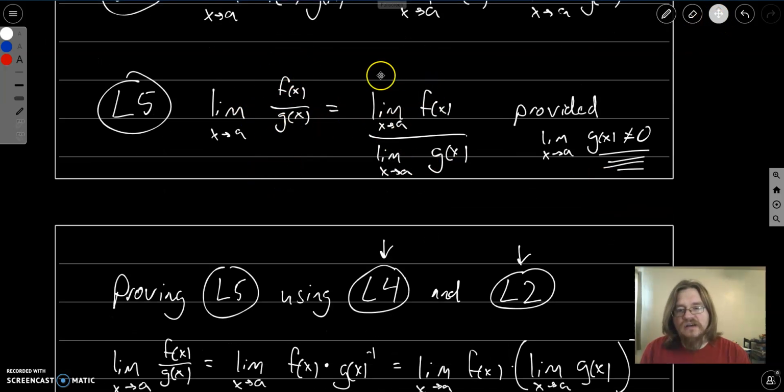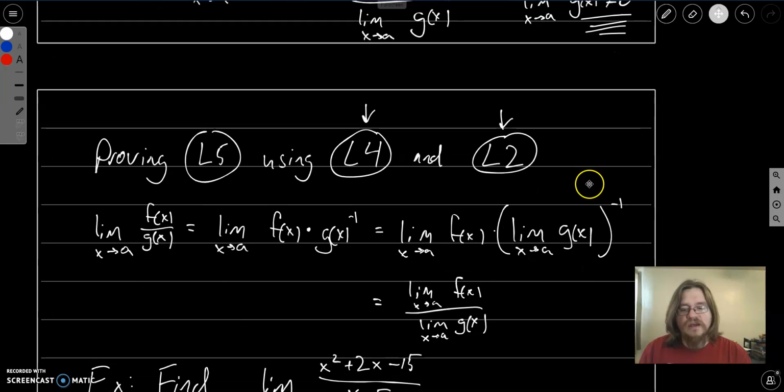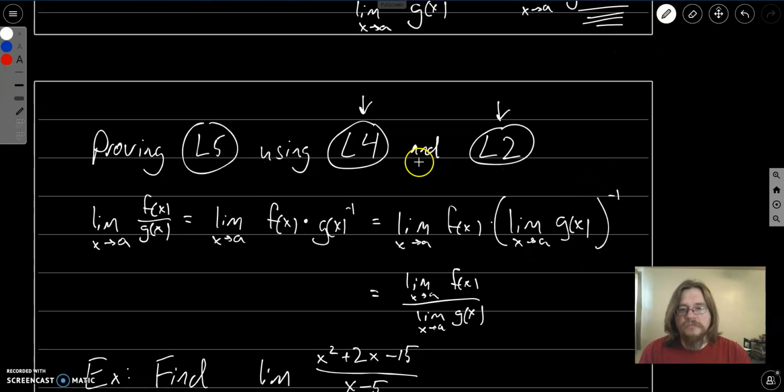functions being divided, we can just take the limit of the numerator and denominator. Again, provided that we're not dividing by 0. But division can be just turned into multiplication using this trick. We can turn g of x into g to the minus 1, and here we have multiplication. So we can pull apart multiplication using L4.